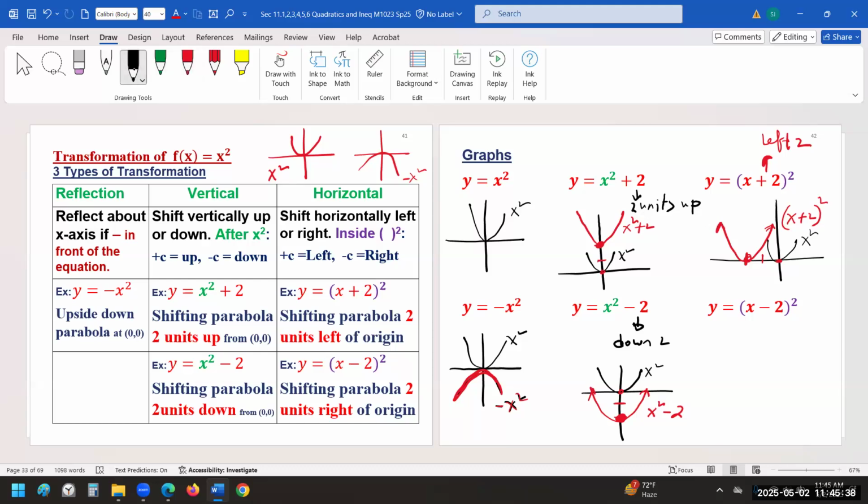And lastly, we have minus 2 inside your parentheses. So which direction? Right. Inside means go in the opposite direction on the left, right side. So negative 2 should be on the left, but we don't. We go on the right.